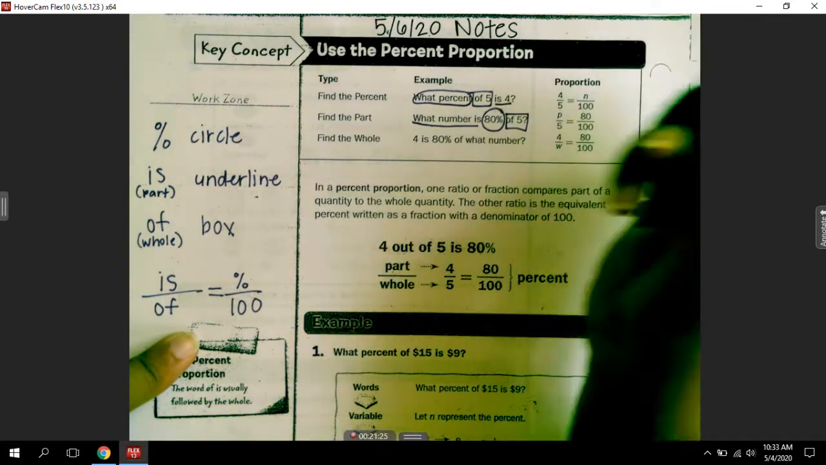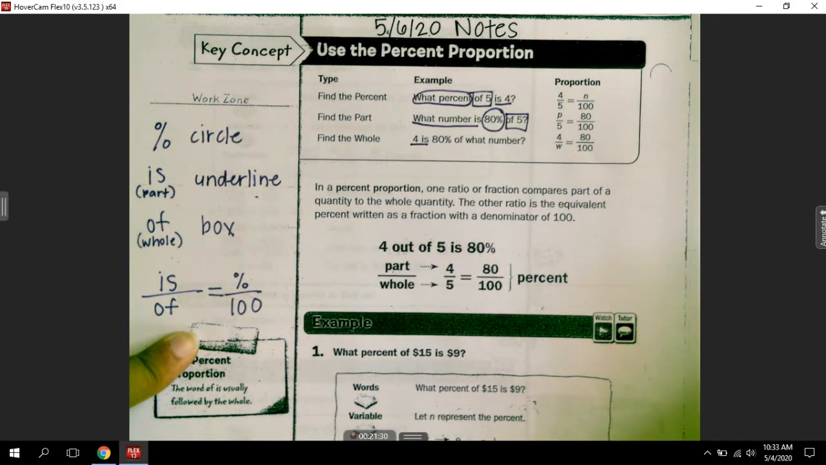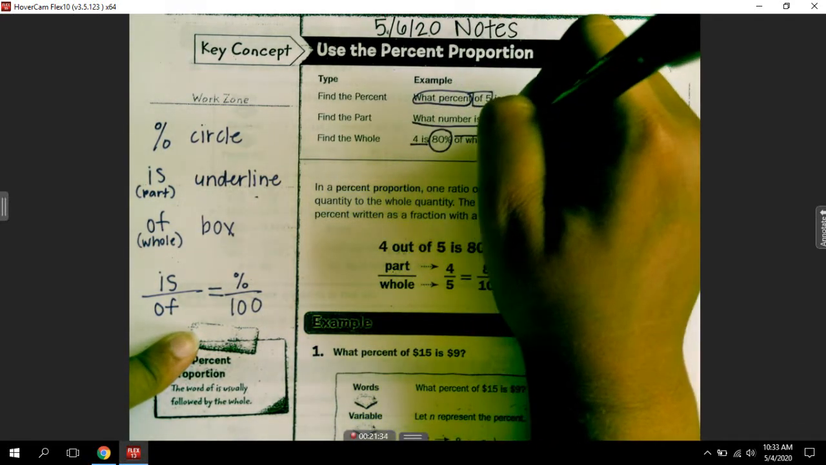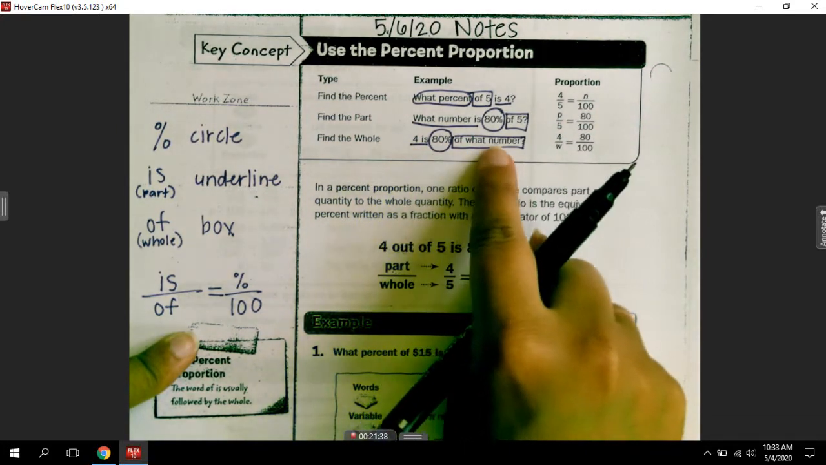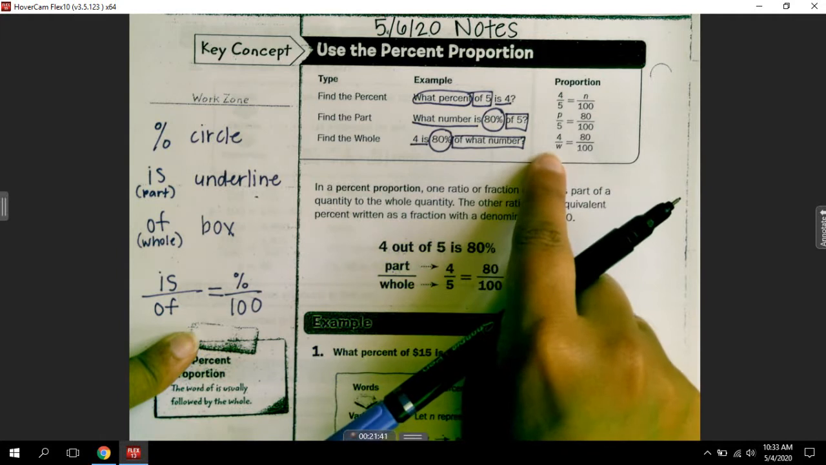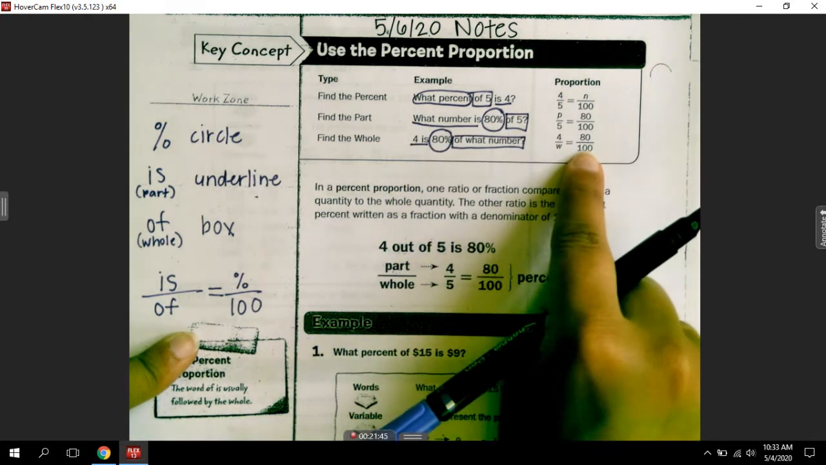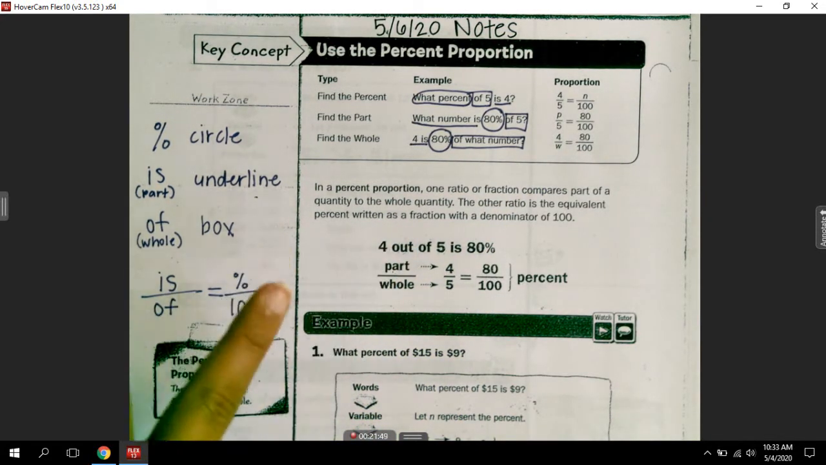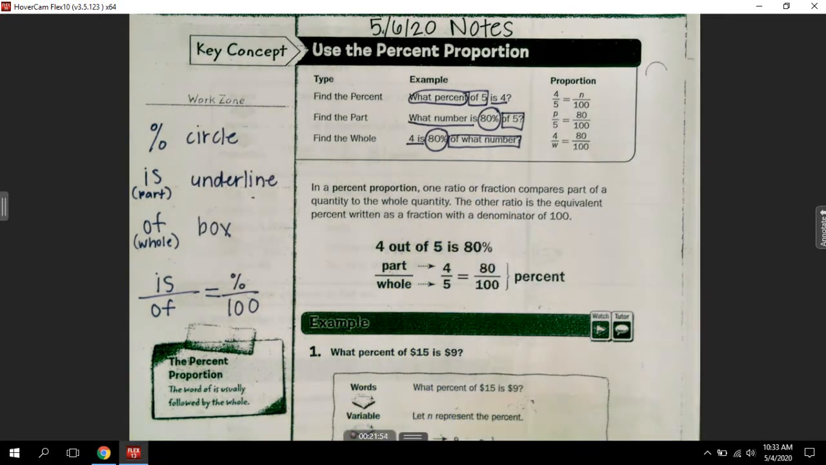And same thing here. 4 is 80% of what number? So 4 is 80%, you circle. Of what number? That's what we're trying to find, so that's boxed. So is over of: 4 over what number, 4 over w, equals percent, 80 over 100. Now we're going to look at solving these. Again, percent proportion, we're comparing one ratio to another, or part of a quantity to a whole.